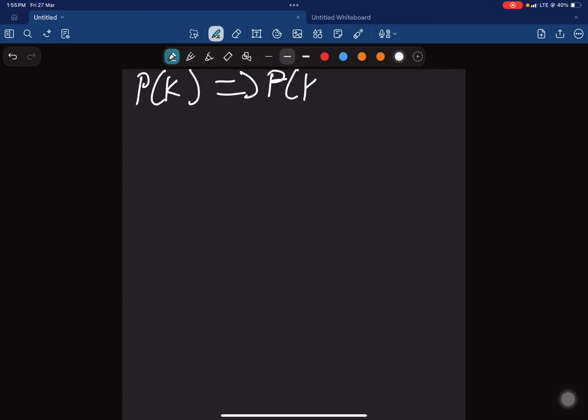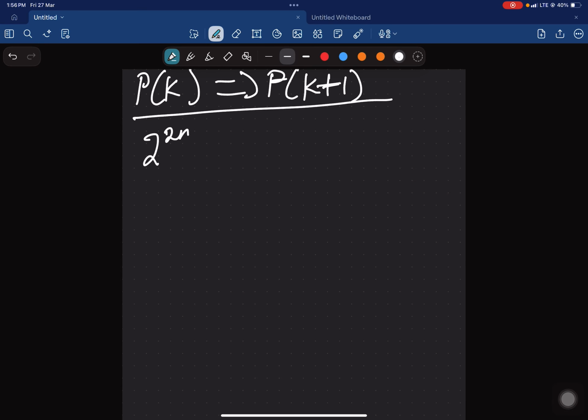P of k implies P of k plus 1. So now let's verify if this implication is true. Once you're able to verify that this implication is true, then it means that the statement given in the question is true for all integers in the range.